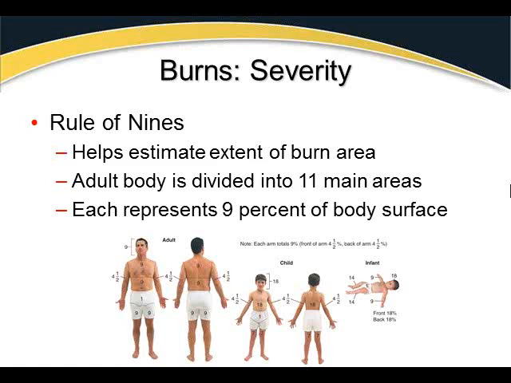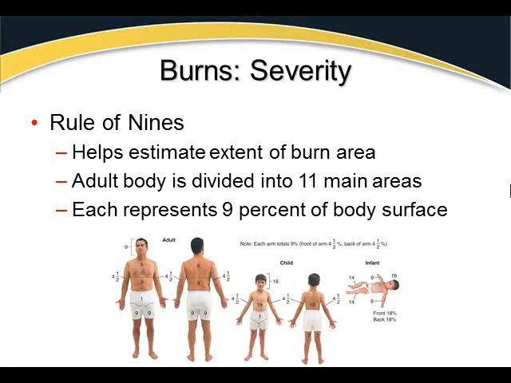The chest is 9%. The abdomen is 9%. The upper back 9%. Lower back 9%. The front of each leg is 9%. The back of each leg is 9%, and then 1% left over for the genital area. So if you add those all up, you end up with 100%.